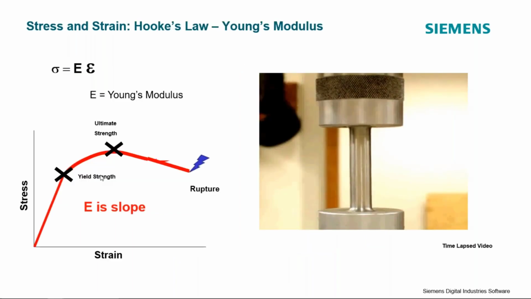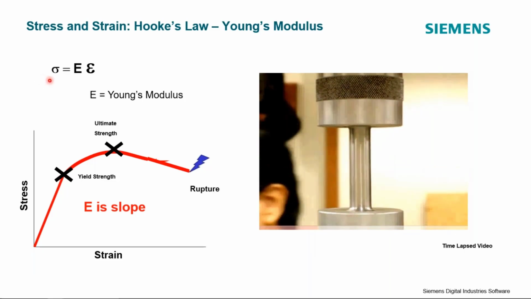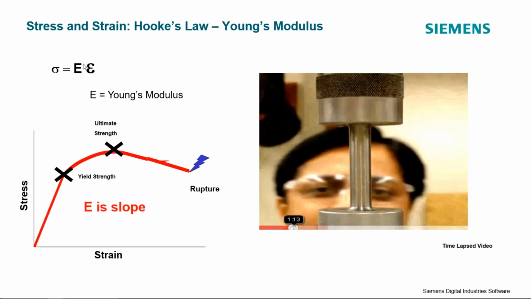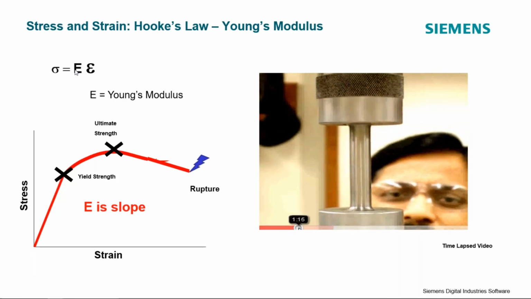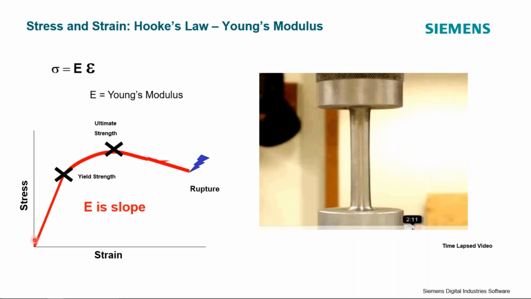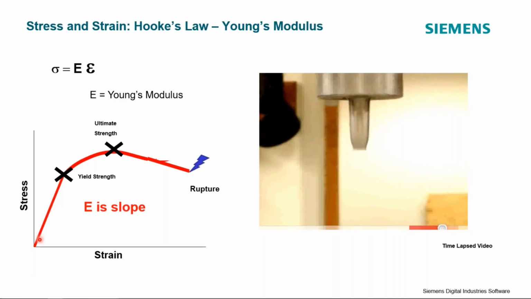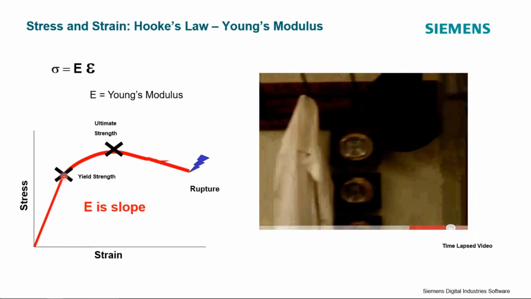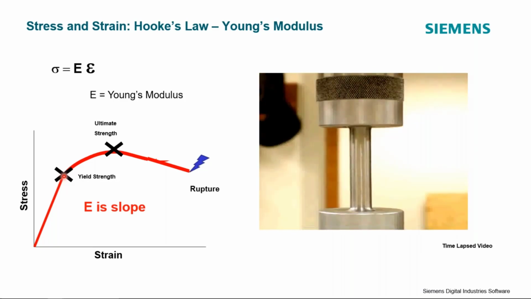Stress and strain can be related to each other by Hooke's law. So we've got Hooke's law shown here. It states that the stress is equal to the modulus of elasticity times the strain. And this Hooke's law holds true in this linear region of the stress-strain curve. So the slope of this line is E, the modulus of elasticity.